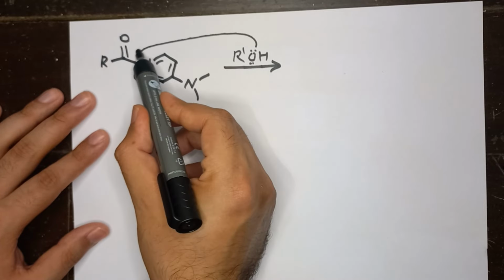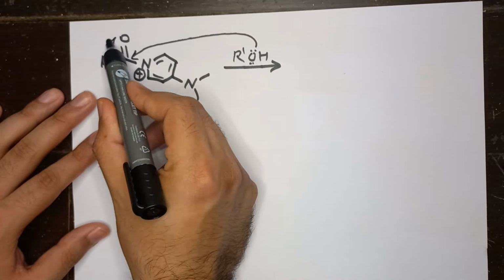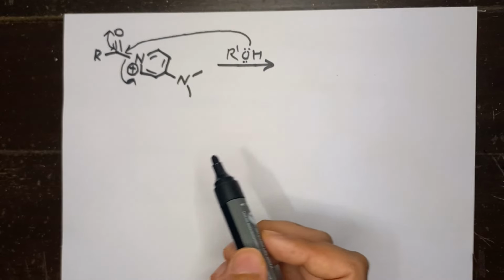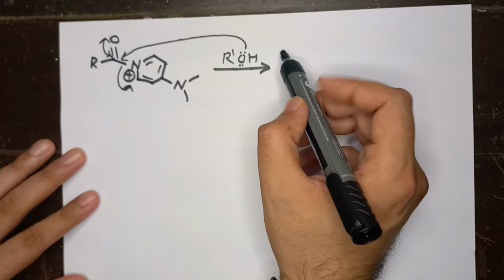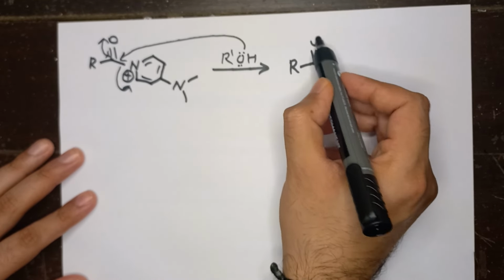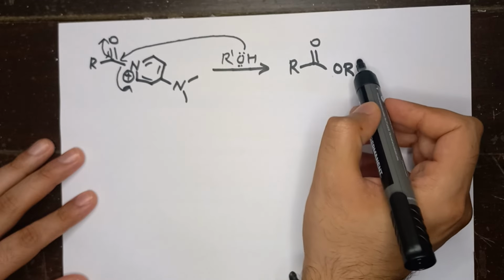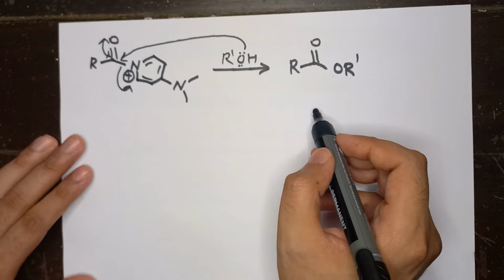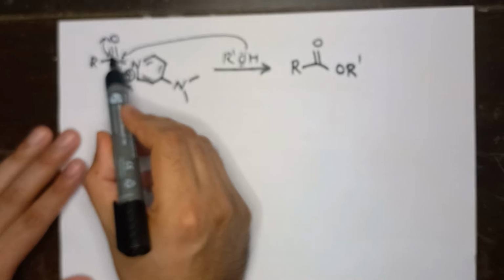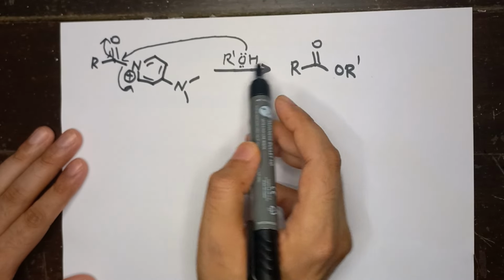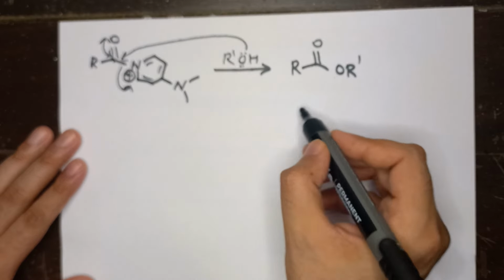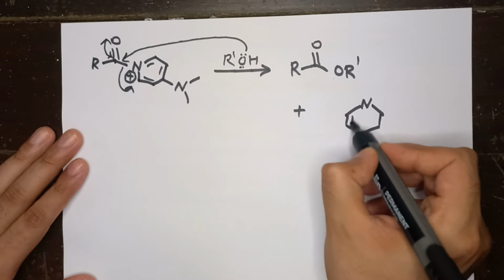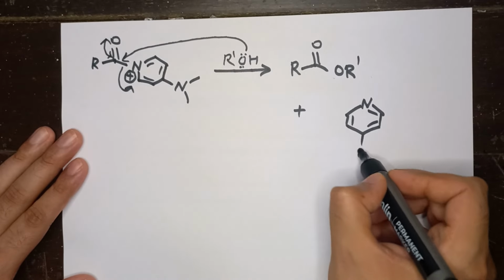Will attack at this carbonyl, and through conjugation this whole group is going to leave in a neutral way, and this will give me RC double bond O, OR dash. Okay, so simply we connected this carbonyl carbon with this oxygen, and this whole DMAP will again leave out in its neutral form. So DMAP is playing a crucial role in this reaction.